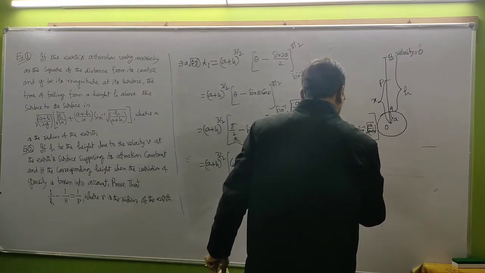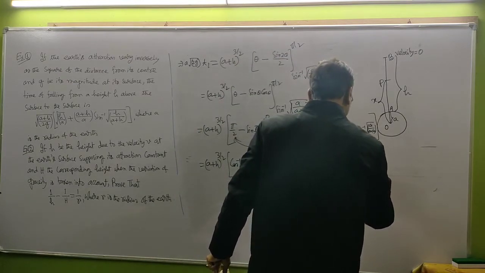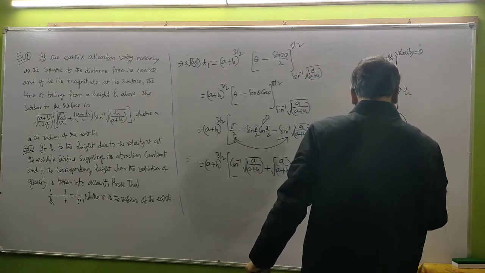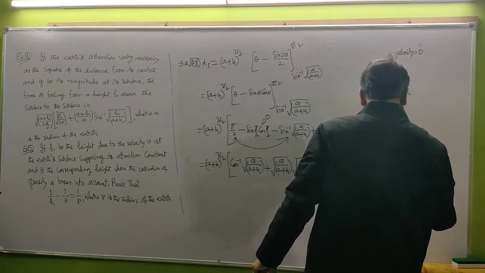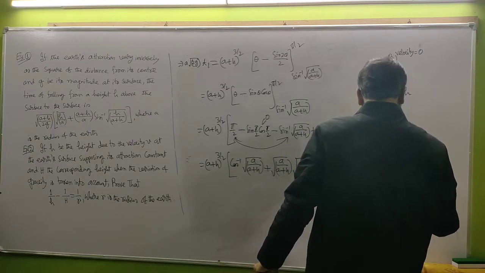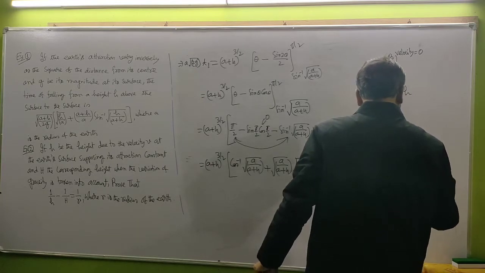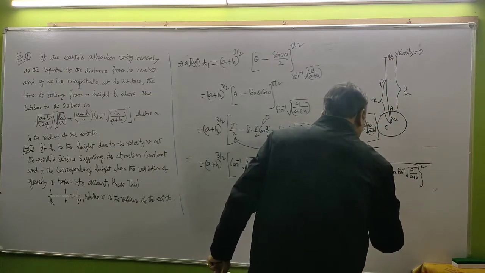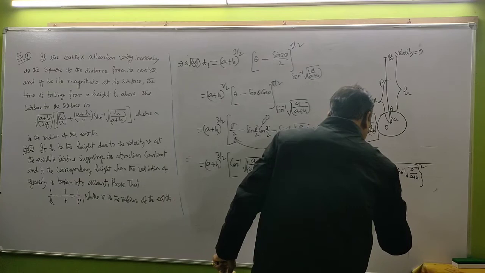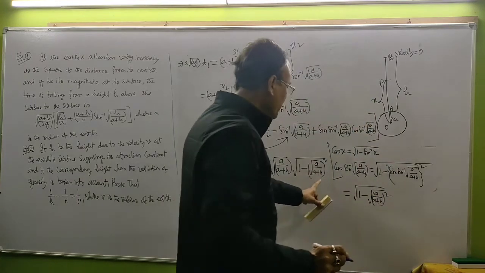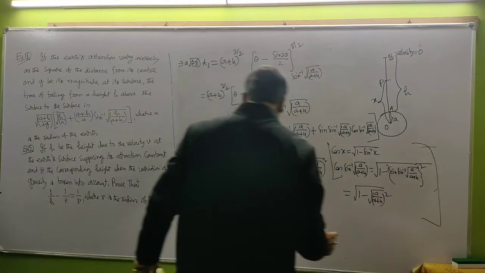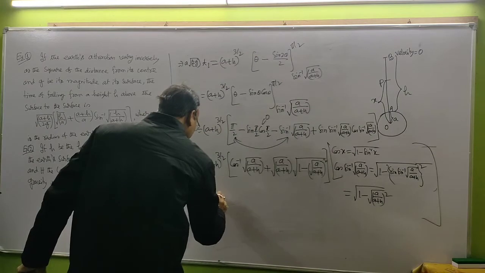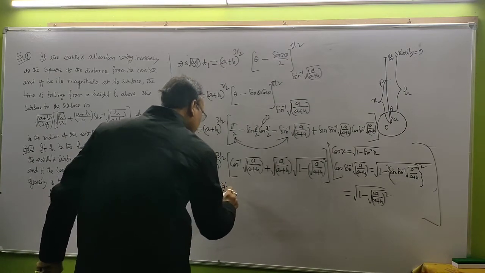Cos of sin inverse root over A divided by A plus H should be equal to under root 1 minus sin of sin inverse root over A by A plus H, this whole square, which is equal to root over 1 minus A divided by A plus H whole square. This is equal to A plus H whole to the power 3 by 2.